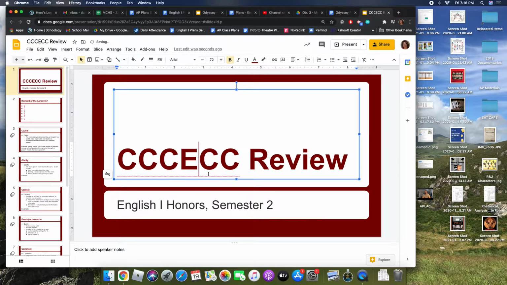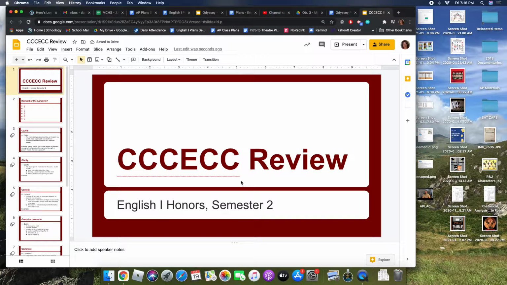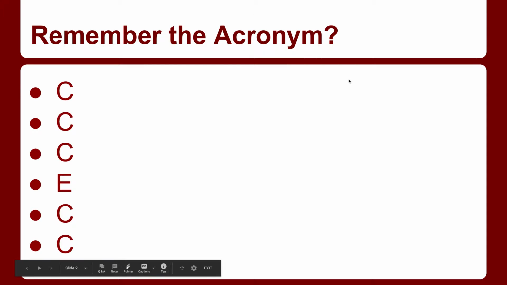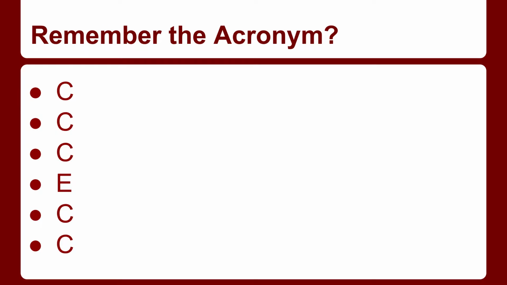CCCECC review today before you do your timed write on the Odyssey. You can choose to listen to this and then pause one step at a time, but we're going to take a look at the CCCECC. So remember the acronym CCCECC. The first C stands for claim, the second one clarify, the third one context, the fourth one evidence, the fifth one comment, and the sixth one conclude.